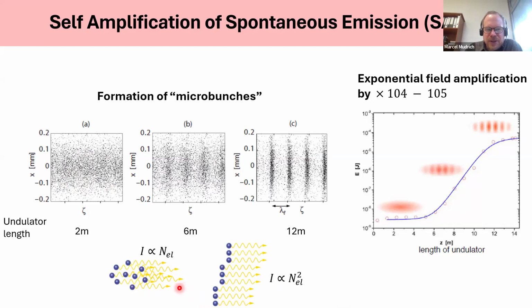And the fact that the electrons initially emit light in a completely phase-uncorrelated fashion means that the intensity scales just proportional to the number of electrons, because every electron emits by itself, and the intensities emitted by every electron add up incoherently. But once microbunching has occurred and all electrons are arranged in the nodes or antinodes of the light field, then the light emission is in phase, and we get coherent emission of light. This is very similar to laser radiation, and the intensity now scales as the square of the number of emitting electrons.